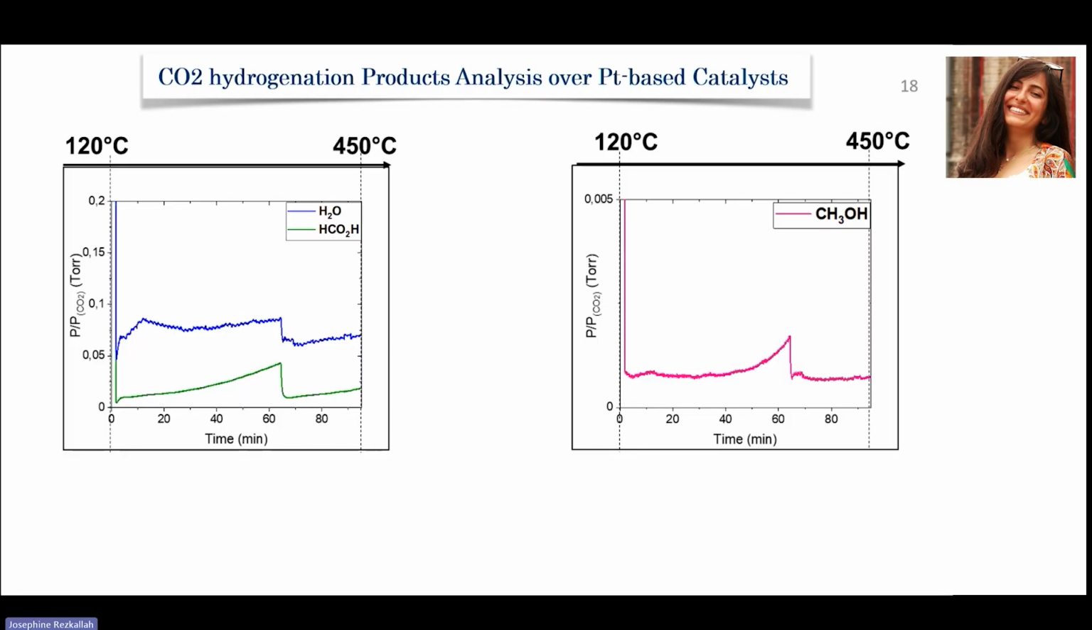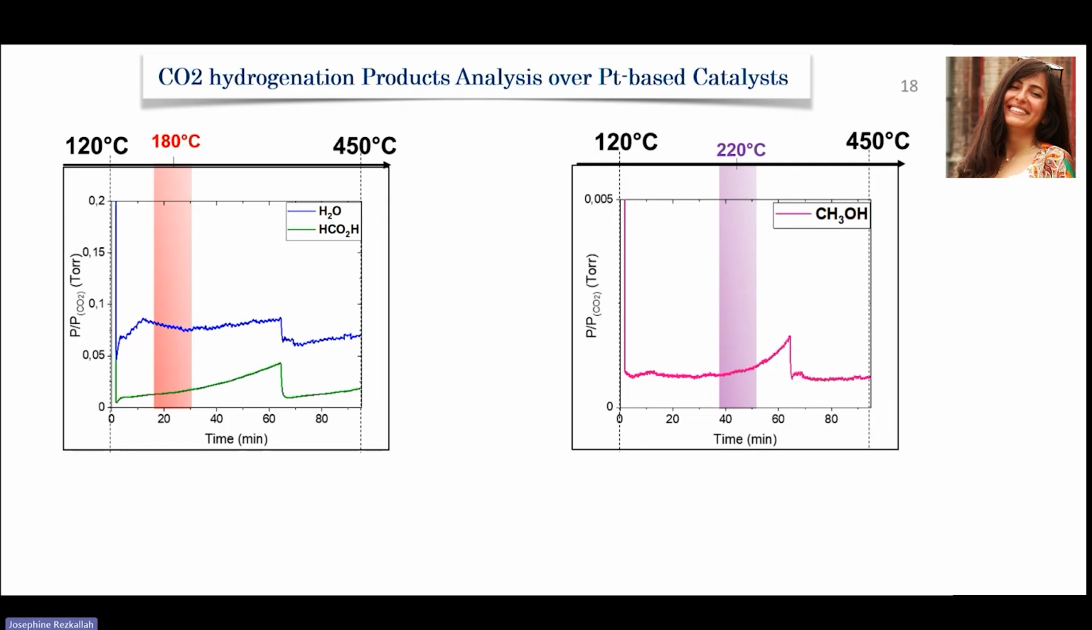Another thing to say is that this analysis of products is only qualitative. So at this point, we didn't have the possibility to have quantitative measurement of the product yield, for example. But what this spectrum shows is an increase in the formic acid signal starting 180 degrees. This means that the onset temperature for this product is 180 degrees. And for methanol, we see the increase of the signal starting 220 degrees, the onset reaction temperature for this product.